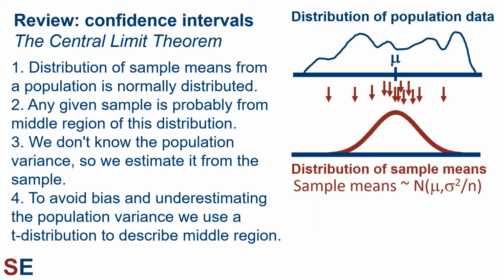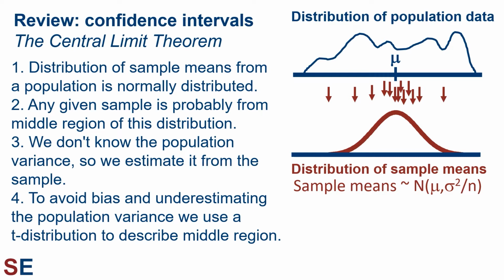This result is useful because any given sample is probably from the middle region of this distribution of all the possible sample means. Based on the properties of normal distributions, if we know the population variance and standard deviation, we can specify the exact probability of a particular sample being within a certain distance from the population mean.